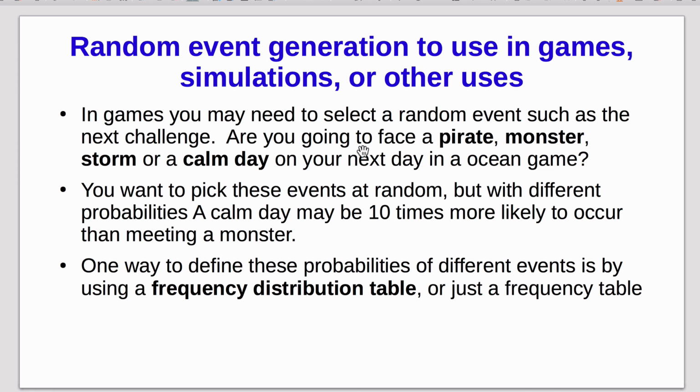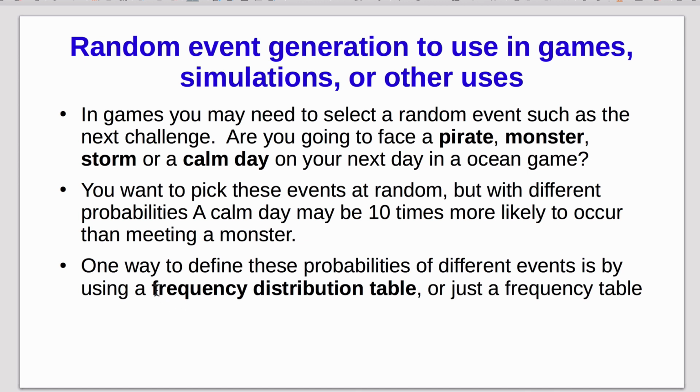For example, if you have some kind of ocean game, and each day in the game you either face a pirate, a monster, a storm, or a calm day, and those are picked at random, but the probabilities are all different. So how do you do this?